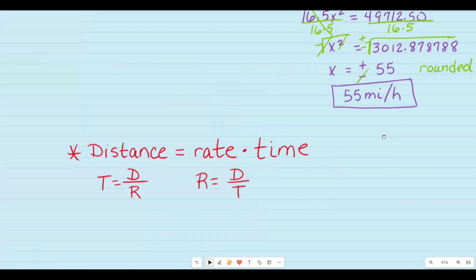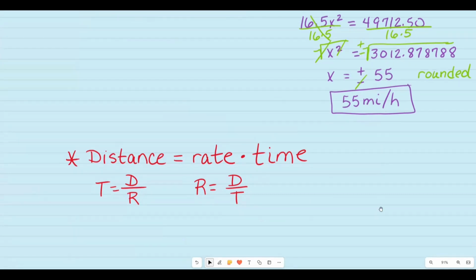And I just wanted to also make note of, sometimes they will ask you for a time, and sometimes they'll ask for a rate. So if you understand that the formula for distance is equal to rate times time, then you can just manipulate this formula. In order to find time, you would have to divide both sides by the rate. So that's why we have distance divided by rate. And in order to find the rate, we want to isolate r by itself and move time over. So it will be distance divided by time.